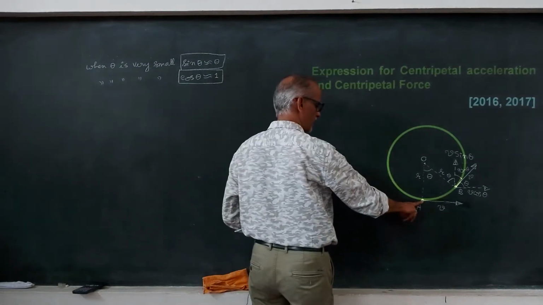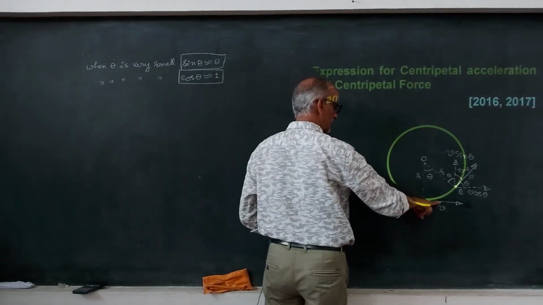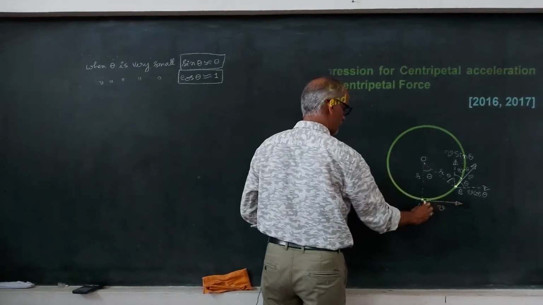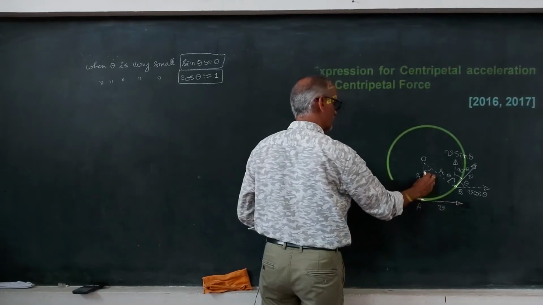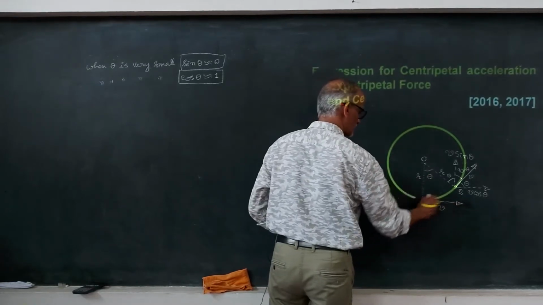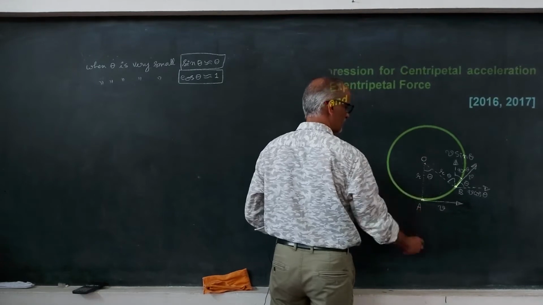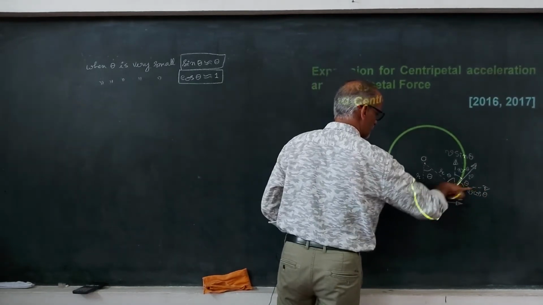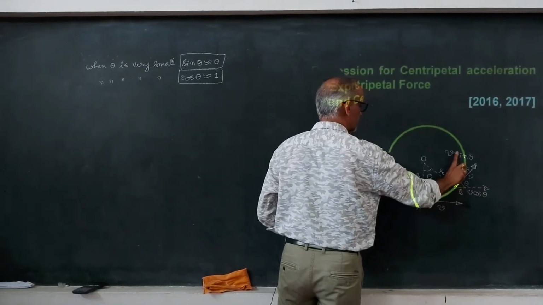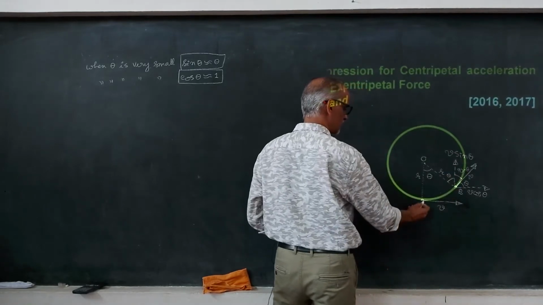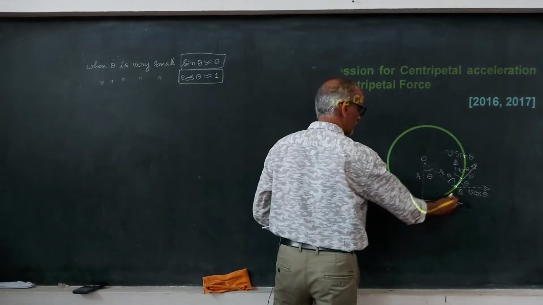At A, the velocity is exactly horizontal here. There is no vertical velocity, okay? There is no vertical component here along this. Here it's exactly horizontal, which is V cos theta, and along the vertical it's V sin theta. Therefore, the change in velocity as the body moves from A to B.